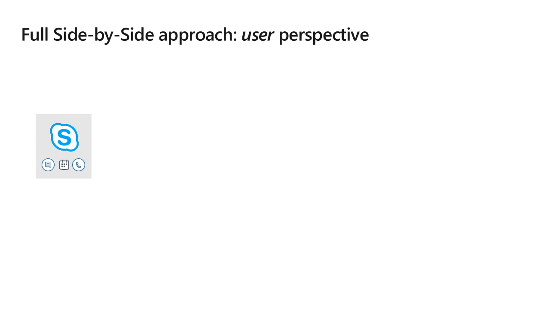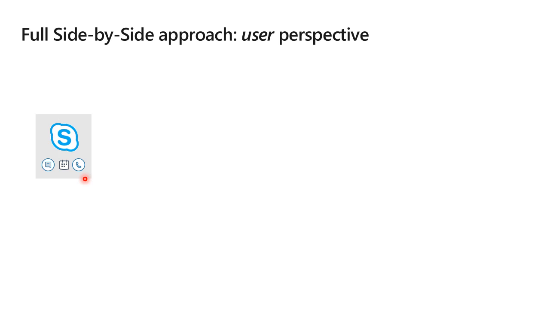So let's imagine that we have a customer that is utilizing Skype for Business Online today. We'll take a pretty straightforward, simple example first. So the environment is utilizing Skype for Business Online. They are utilizing the chat functionality. They are scheduling meetings in Skype, and they are also using the calling functionality.